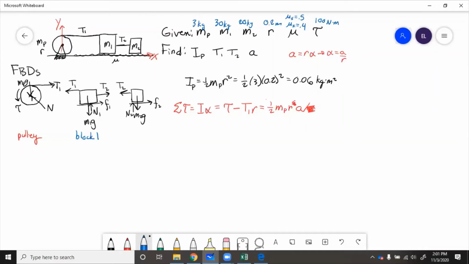So for block 1, we'll need to do sum of the forces in Y to get friction and normal. Well, first normal, then friction, and then sum of the forces in X. So sum of the forces in the Y equals 0. N equals M1G. And F equals mu times normal force. So F1 static is going to use a static coefficient, and F1 kinetic is going to use the kinetic coefficient. So if we put numbers in here, N1 equals 196 newtons. The static one is going to be 0.5 times 196, which equals 98. And the kinetic is 78.